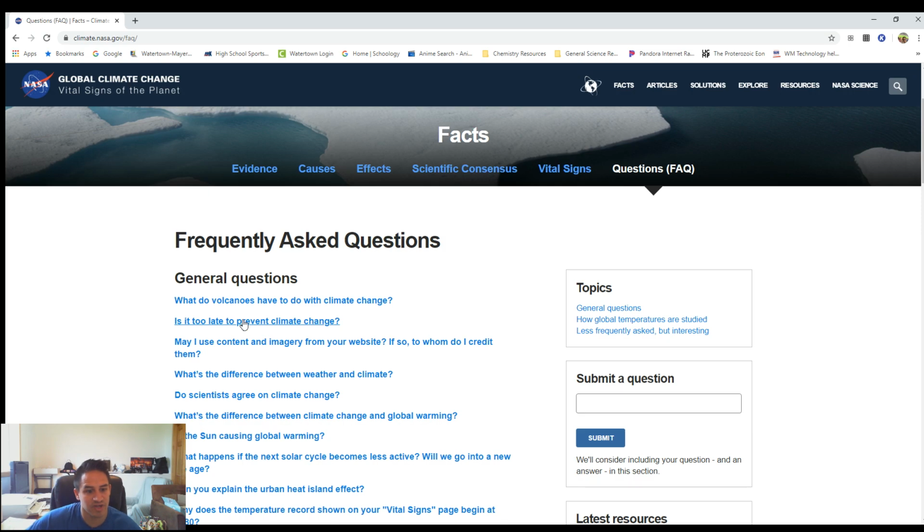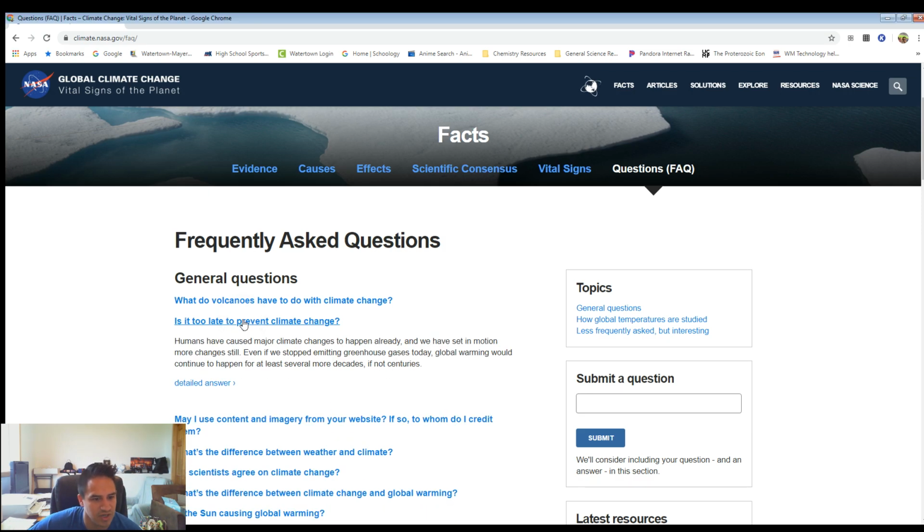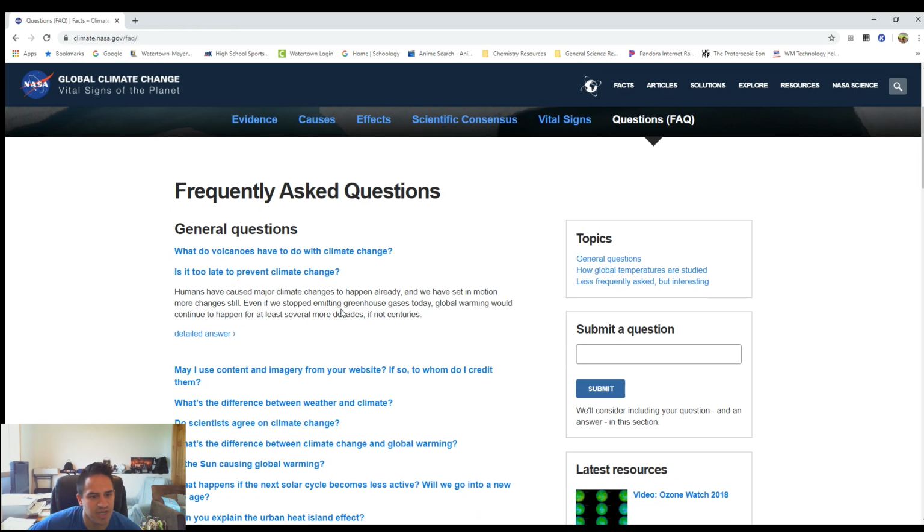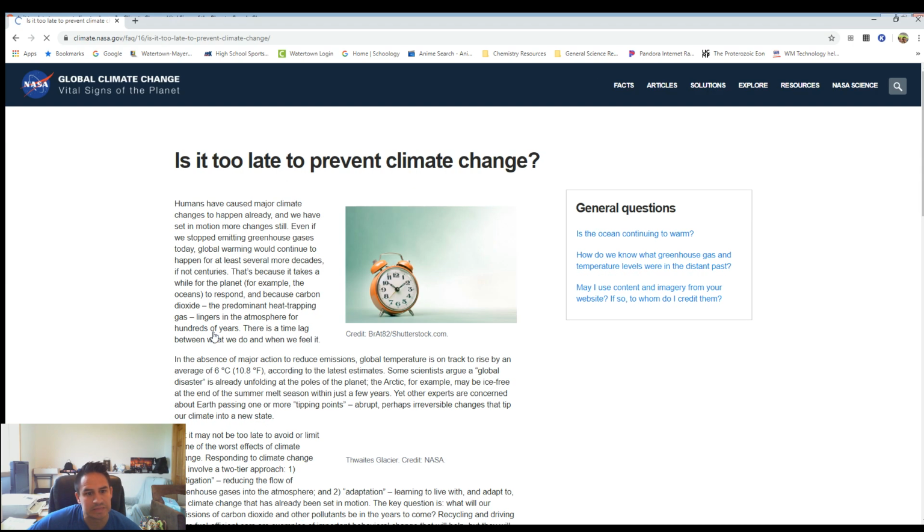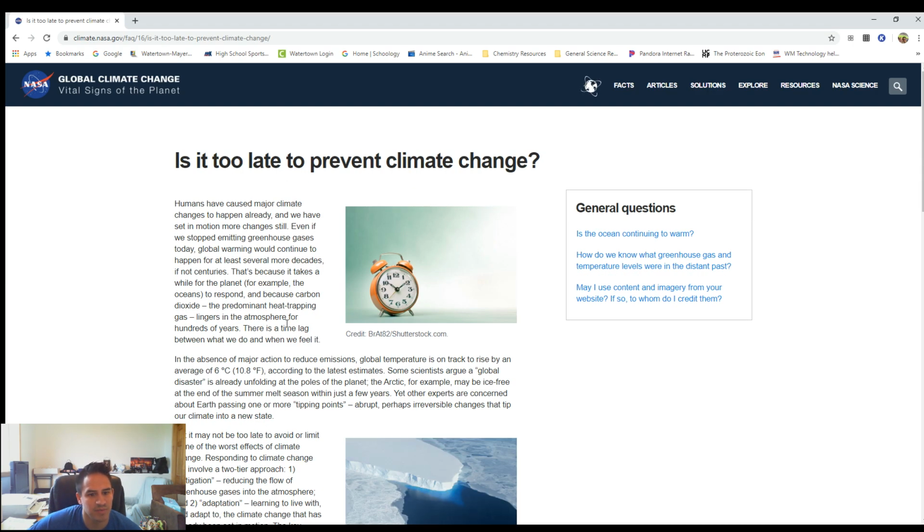So, is it too late to prevent climate change? Exactly what we're looking for. So let's click on it. It says humans have caused major climate changes to happen already, and we have set in motion more changes still. Even if we stopped emitting greenhouse gases today, global warming would continue to happen for at least several more decades, if not centuries. Okay, so maybe let's read a bit more here just to see what else it says.